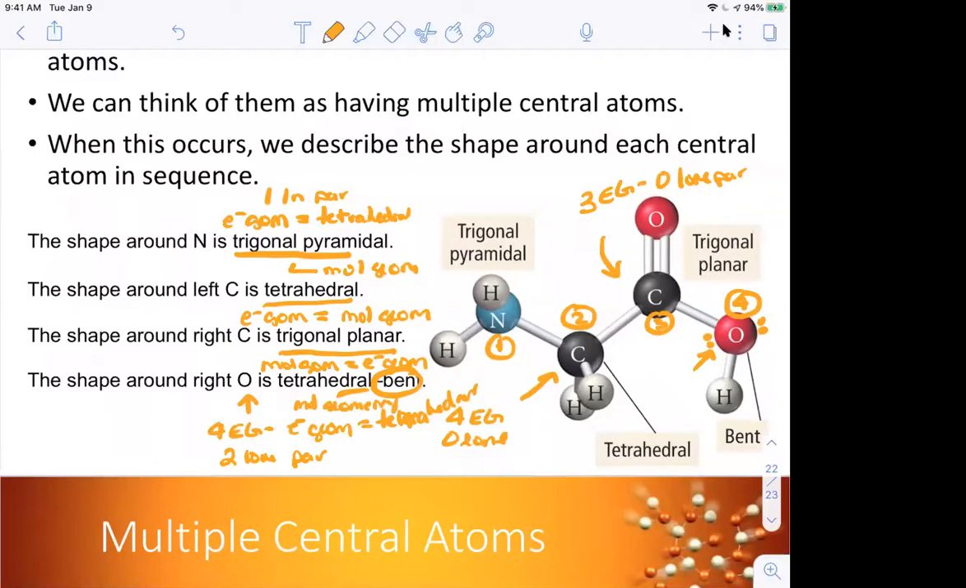And I can also characterize bond angles, right? If I have a lone pair, the bond angles for this trigonal pyramidal are going to be less than the tetrahedral 109.5. Same thing with this oxygen. Those bond angles are going to be less than 109.5. This carbon is going to be very close to 109.5 all the way across because it's tetrahedral. And then these bond angles are going to be roughly 120 degrees because that is trigonal planar.